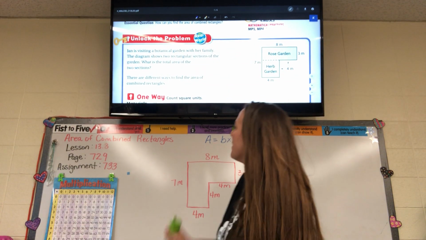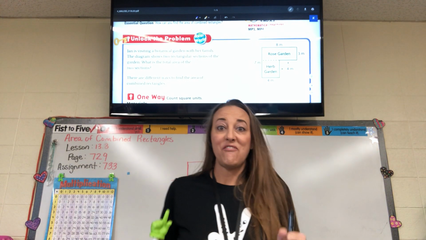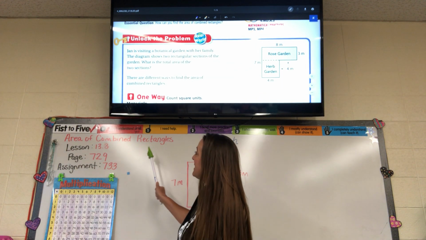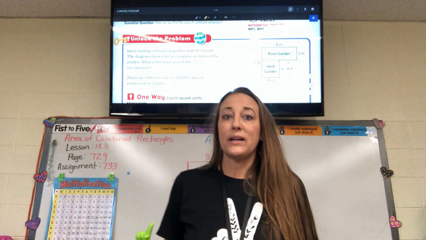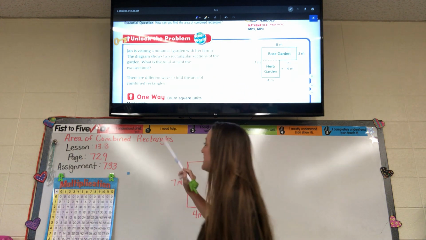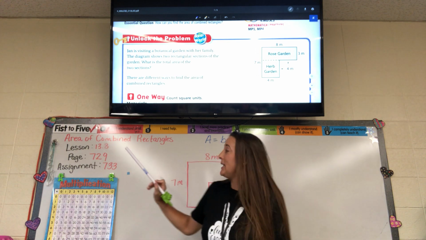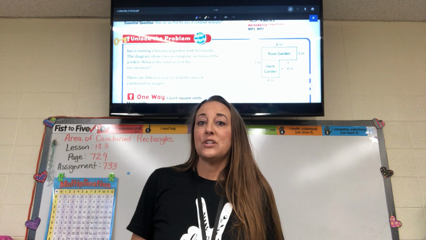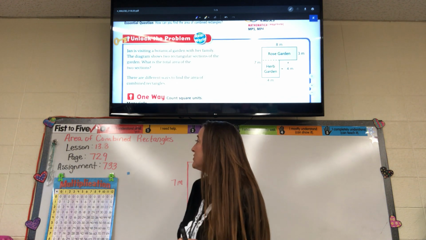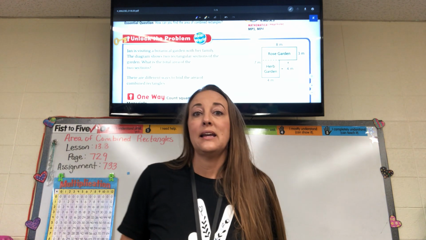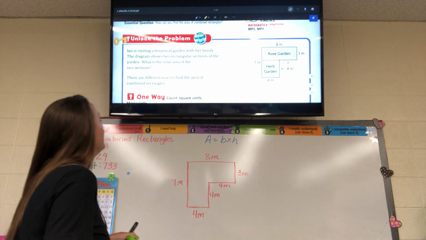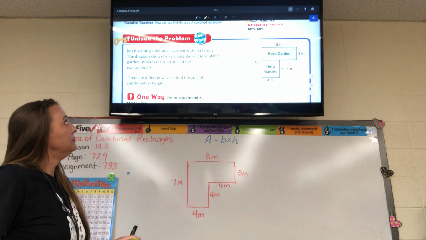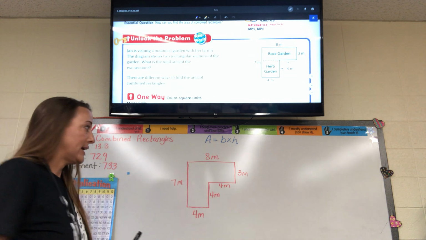Hi guys, we are going to do one of my favorite lessons now, and it is find the area of combined rectangles. It is lesson 13.3 and it is on page 729. So go ahead and go to 729 and here we go. The essential question is, how can you find the area of combined rectangles?